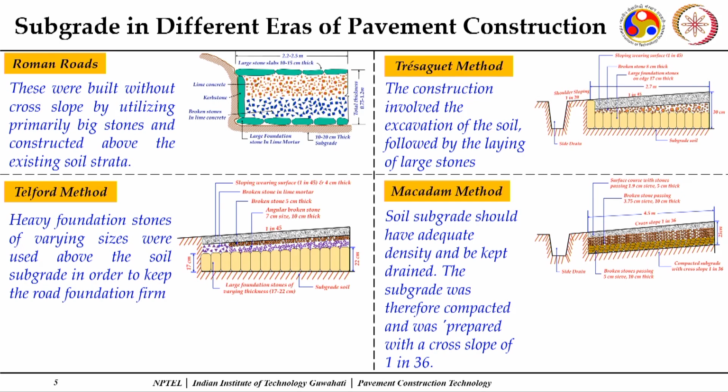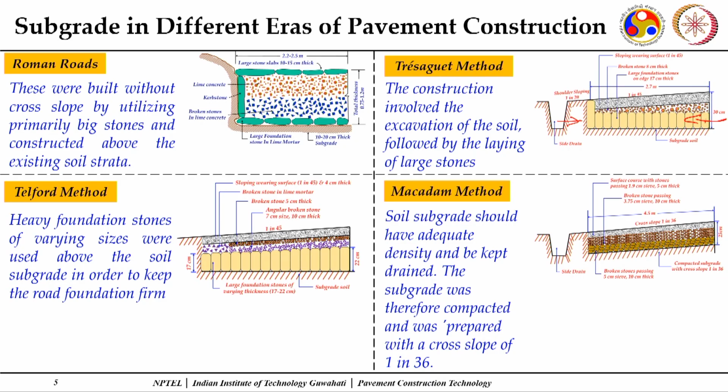Then the Tresaguet method of road construction became popular in the 18th century, where the construction involved excavation of the soil, followed by laying of larger stones. You can see here these bigger foundation stones are placed, but there is no slope which has been provided in the bigger stones.